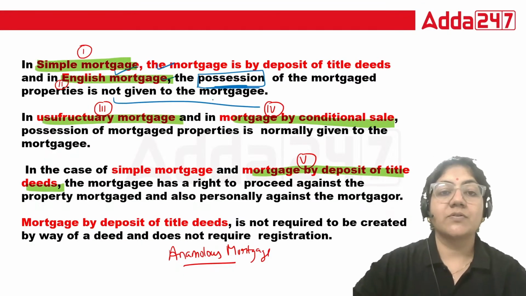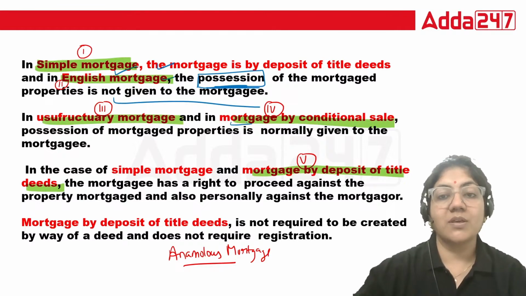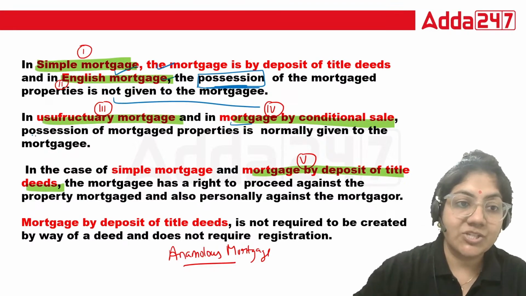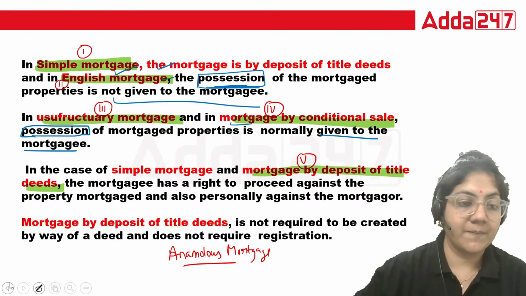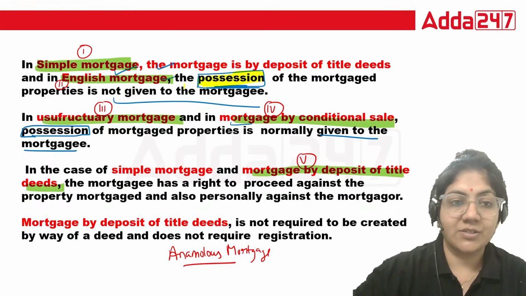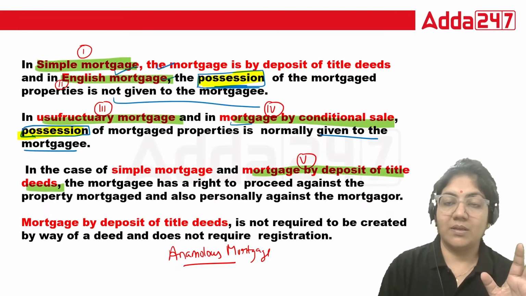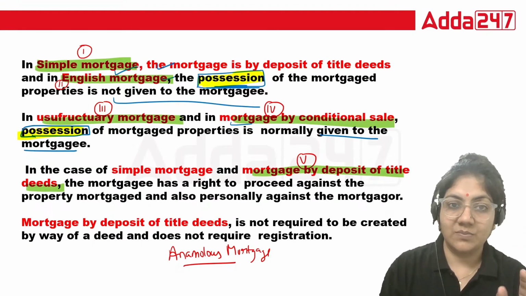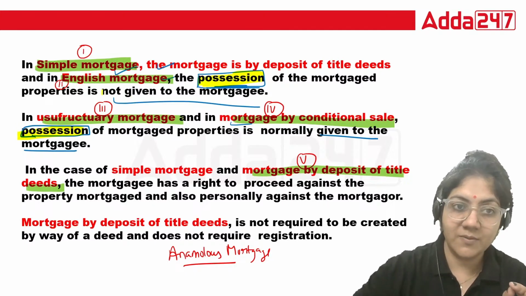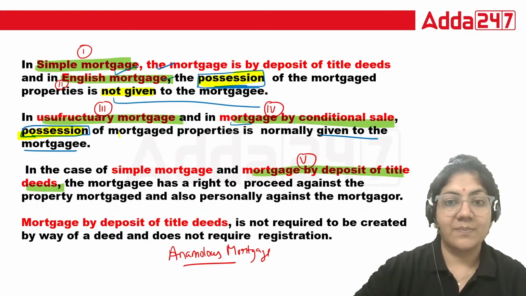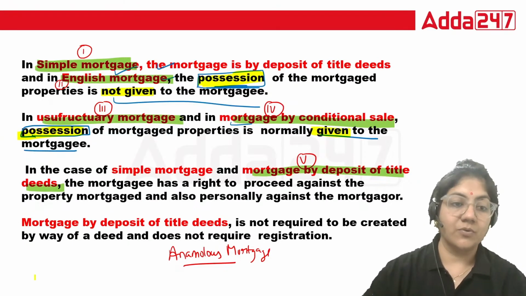Now usufructuary mortgage and mortgage by conditional sale. In both, the possession, again we are talking, is given to the mortgagee. That is important. Possession, we are talking. So in simple, in equitable, and in English, possession is not given, and in usufructuary and conditional sale, the possession is given to the mortgagee.